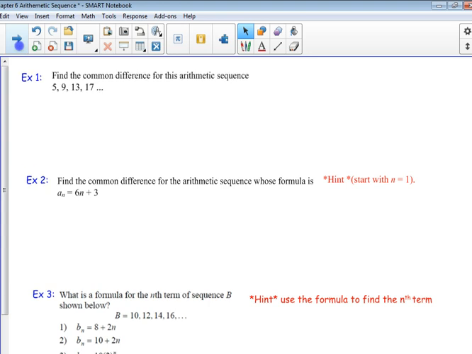What do you guys think for this one? What's the common difference? Add 4. Nice. Your common difference is 4. Nice.